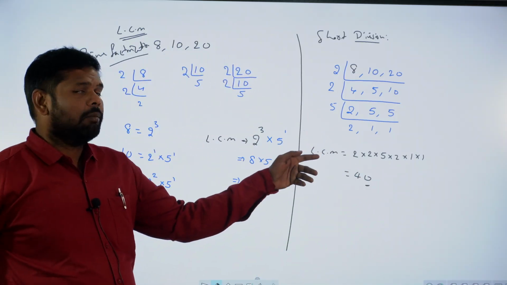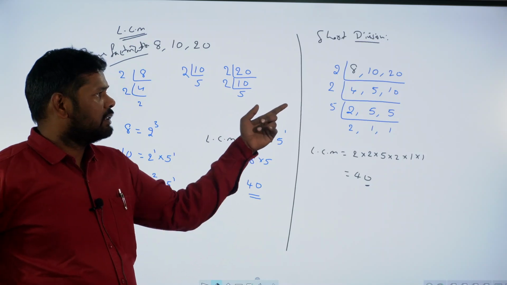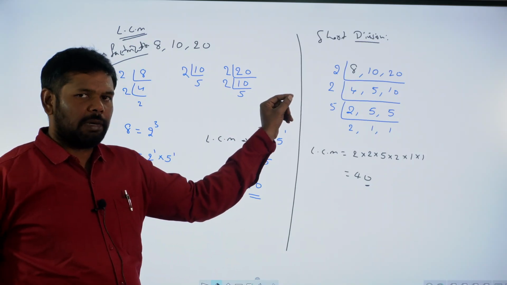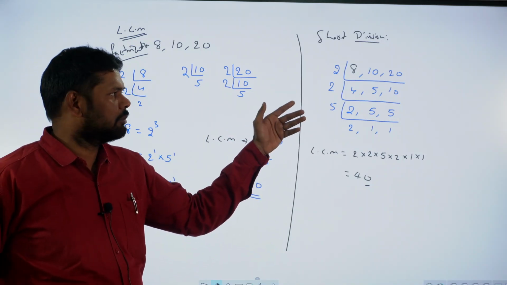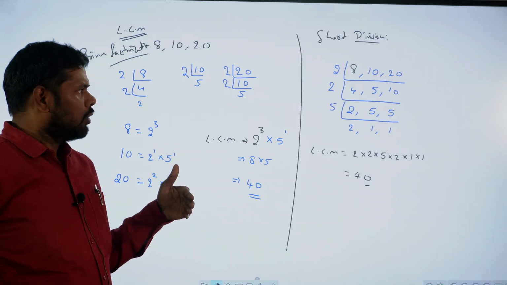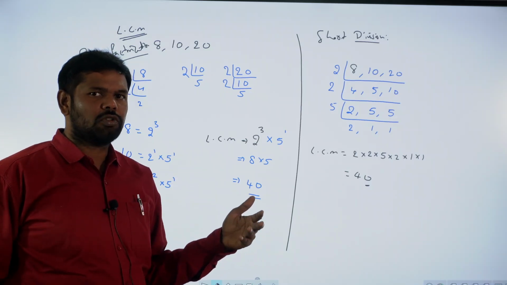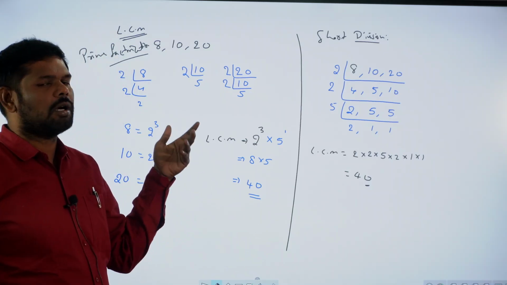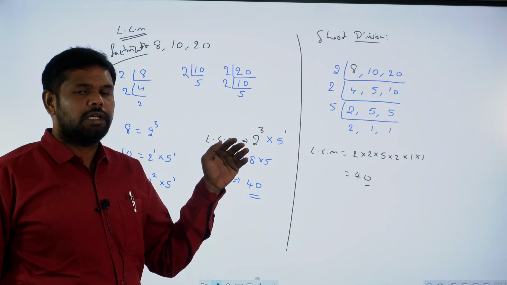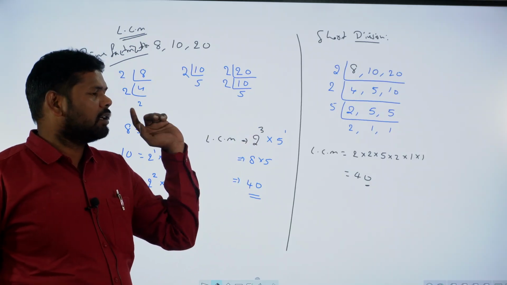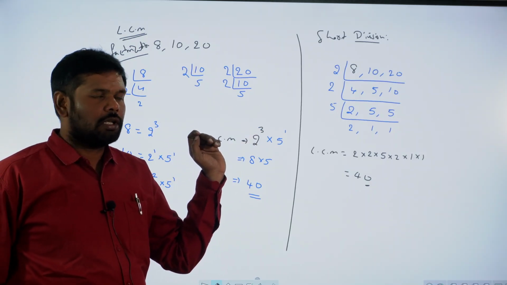Generally we use that, but one condition is there. Short division is always done with prime numbers only. But sometimes, if you are good at LCM and after practicing so many problems, then we go for composite numbers, either 4 or 8 also. Generally, we go for prime numbers only in short division.